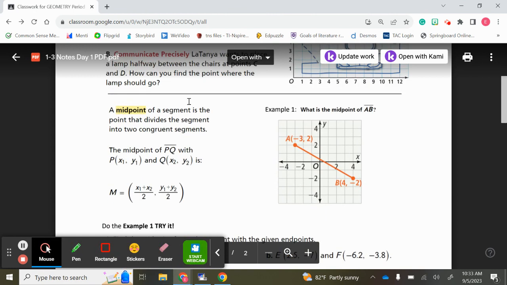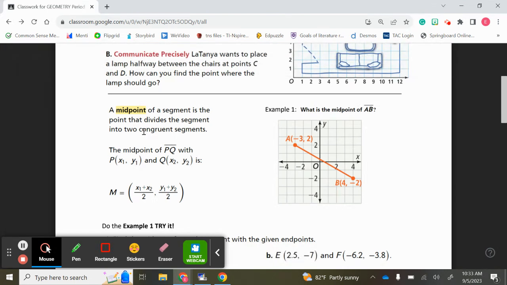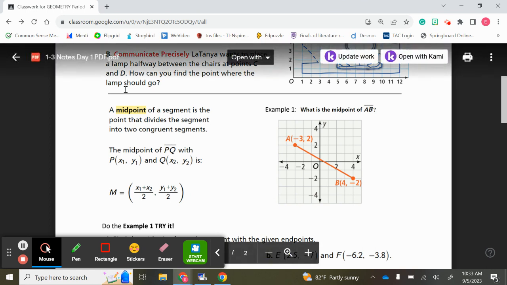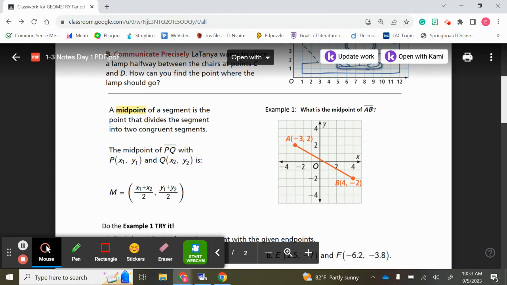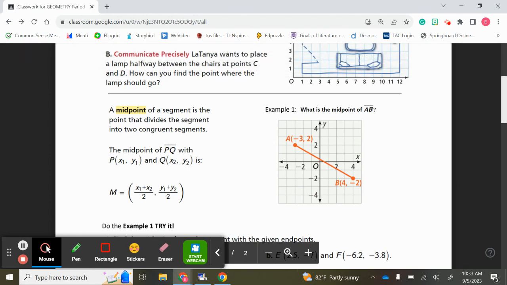So it says a midpoint of a segment is the point that divides a segment into 2 congruent segments. So think of a midpoint as like a segment bisector. Remember when we talked about angle bisectors and we had those 2 angles congruent? Midpoint is a segment bisector. It is not the bisector of a line. A line cannot bisect. Do not bisect a line. They keep going to infinity. You will never find the middle point there.